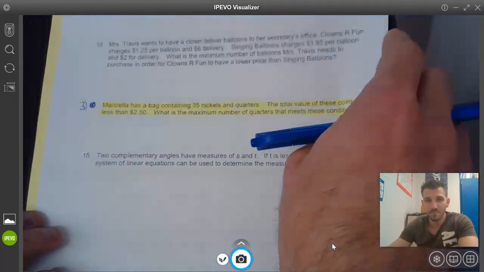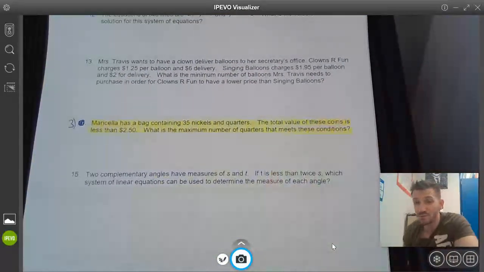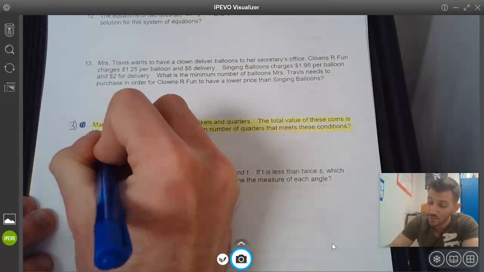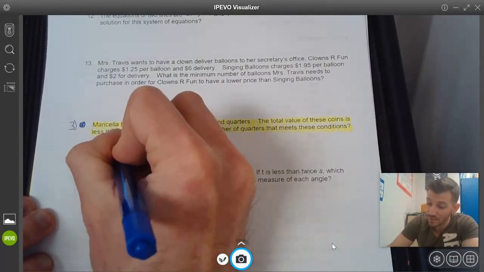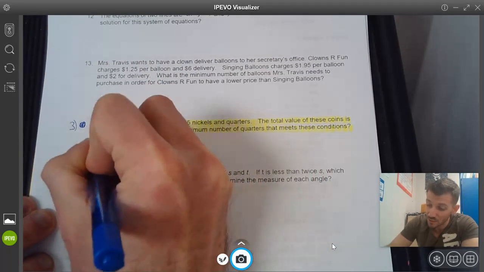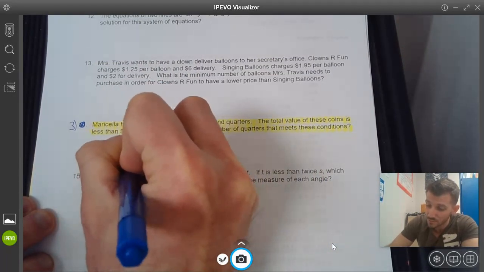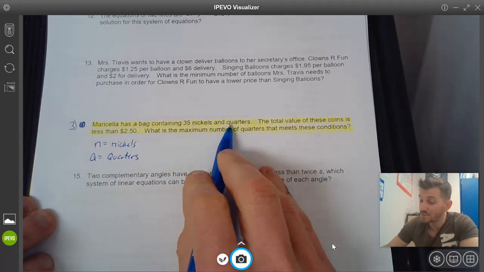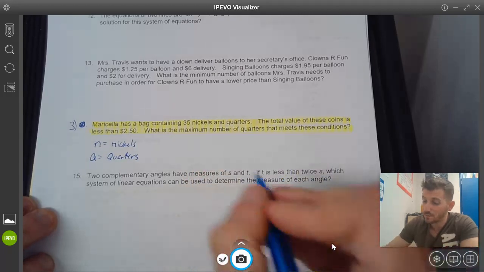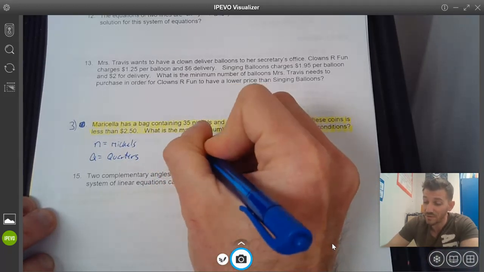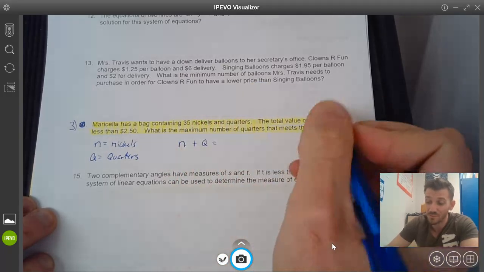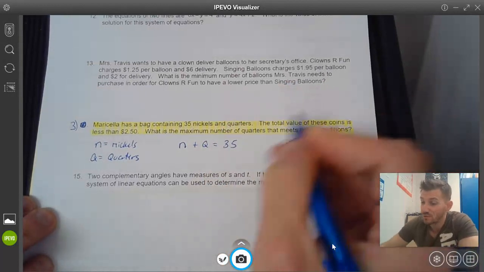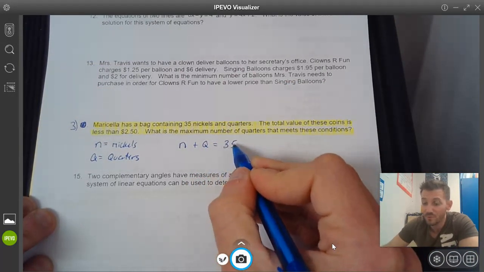Number 3. There's a bag containing 35 nickels and quarters. So our two things we're comparing are nickels and quarters. Nickels, which we will call N, makes sense. And Q is going to be quarters. So let's put things together. She has a bag containing 35 nickels and quarters. Well, how do I write that? Well, the number of nickels I have, plus the number of quarters I have, has to be a total of 35. So there's 35 coins in a bag, so nickels plus quarters must be 35 coins.